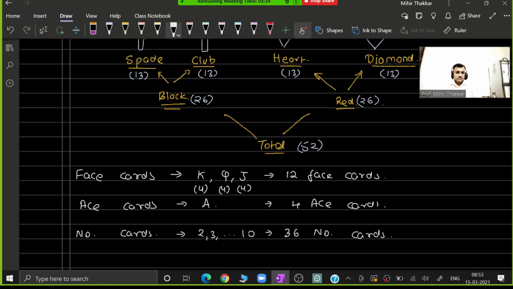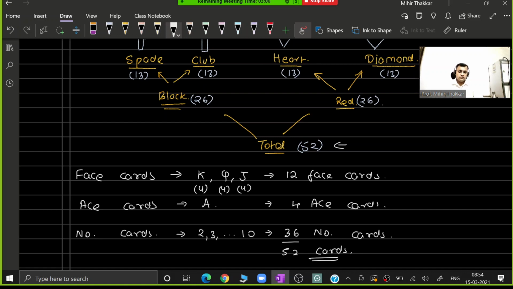So if you add all these 36 and 4, that will give you 40. 40 and 12, that will again give you 52 cards in total, as we had seen in the above case. So this is the breakup of the entire pack of playing cards. So based on these different questions, different conditions are asked to us in our various questions. So with the help of this, we will be able to solve all our questions which are based on the pack of cards.